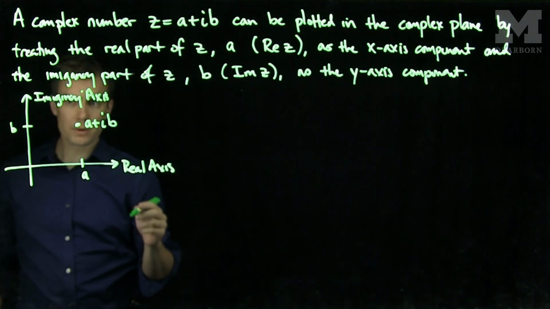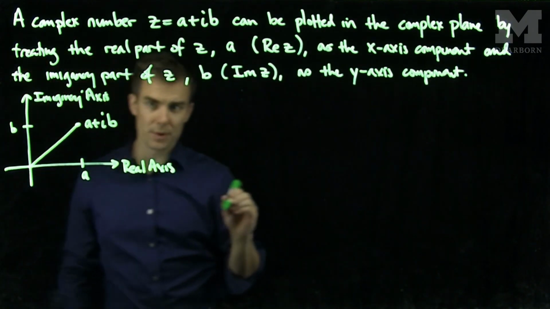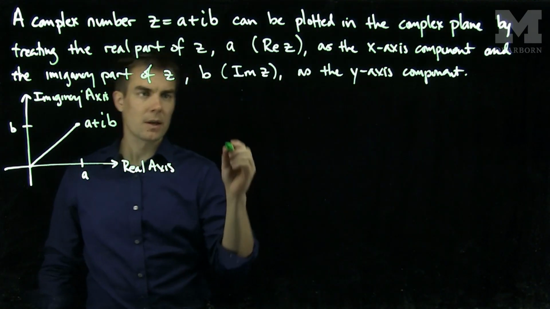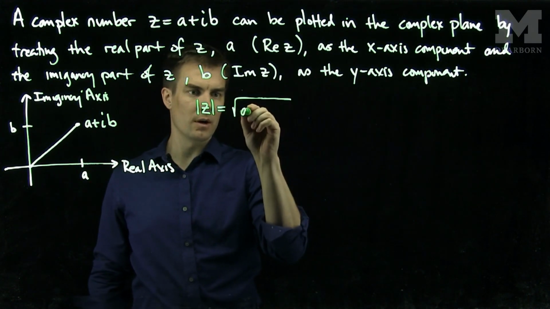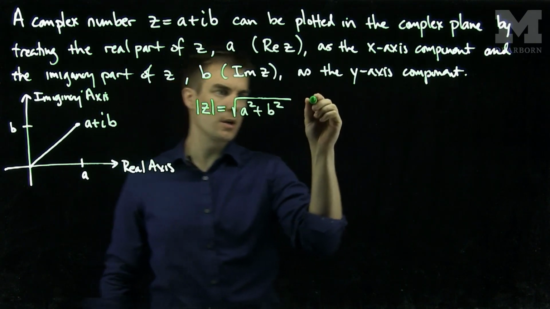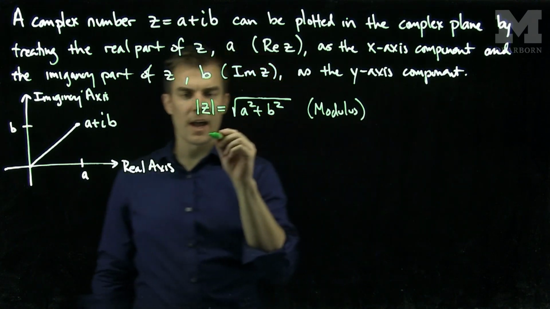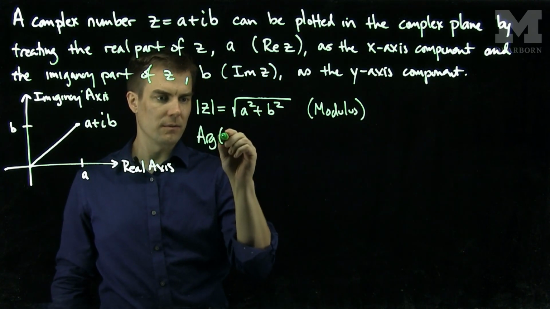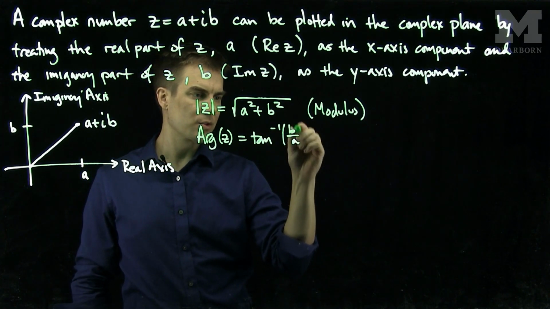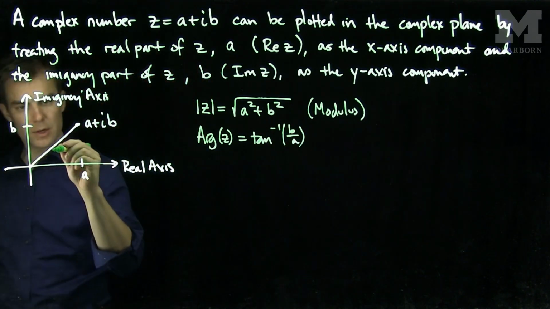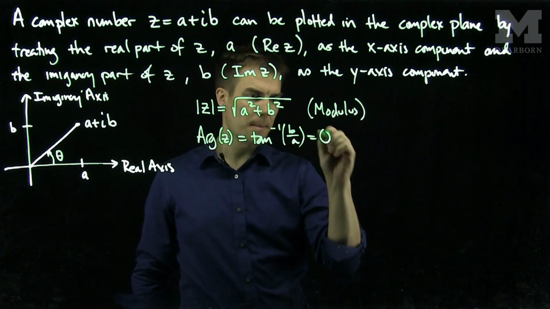There are two important quantities that are associated with this complex number a plus ib. There is the modulus of z, which is the square root of a squared plus b squared, which is called the modulus. And there's the argument of z, which is the angle that this ray makes with respect to the real axis. So this angle over here, theta, is the argument of z.